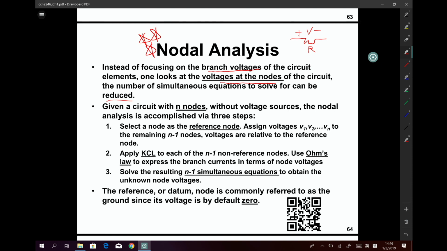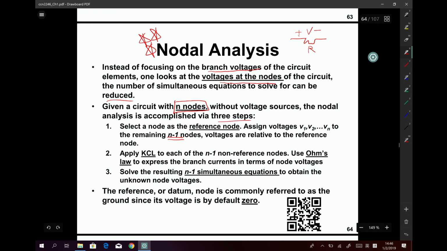This is our approach. Now, the rule is that in your circuit, remember I asked you to count the number of loops in your circuit. If the number of loops is equal to n, then the number of simultaneous equations you are going to set up is n minus 1. Okay, now this is our rule. Therefore the technique has 3 steps.